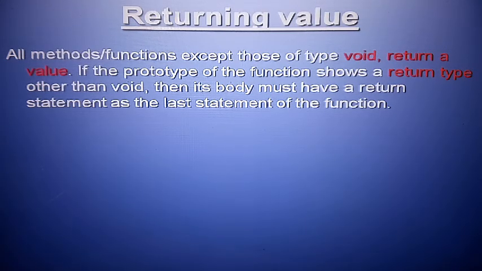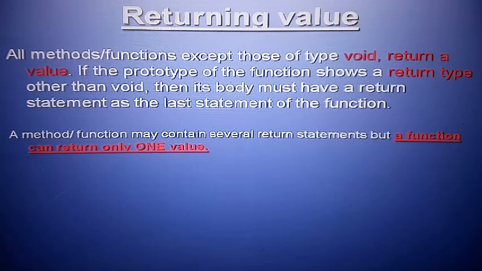Here I will discuss one by one which types return a value. With the help of an example we can easily understand. A method or function may contain several return statements, and always returns only one value. This is an important point. A function can return only one value. One value means one result.